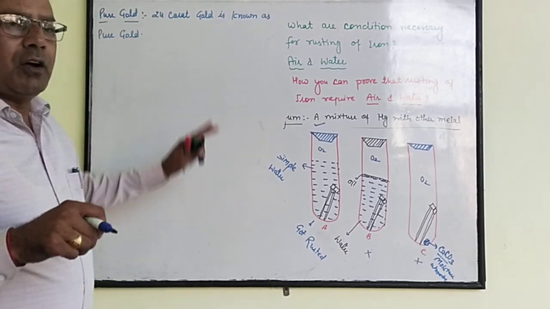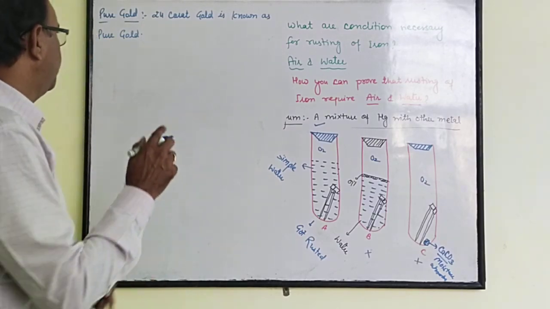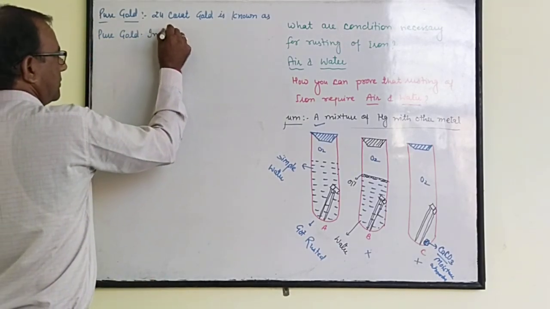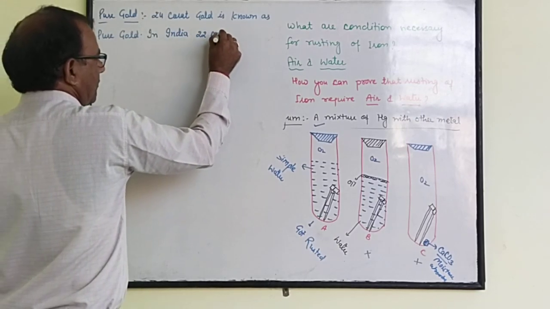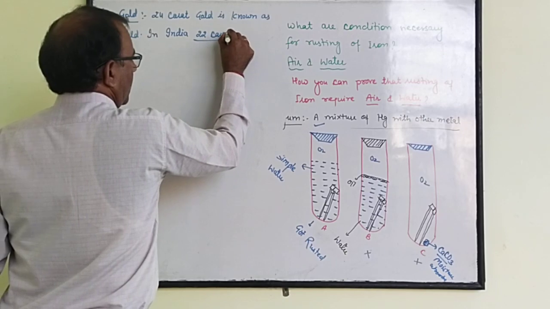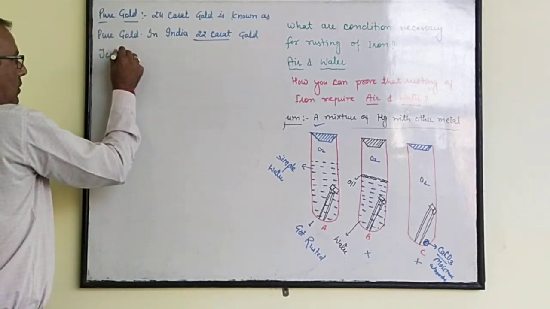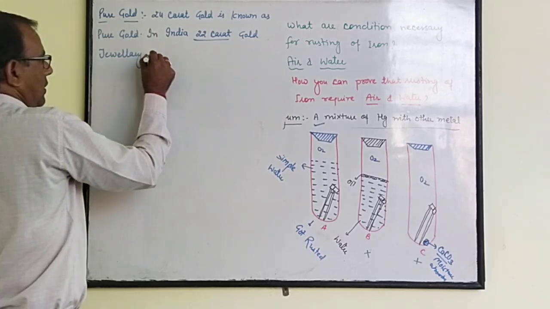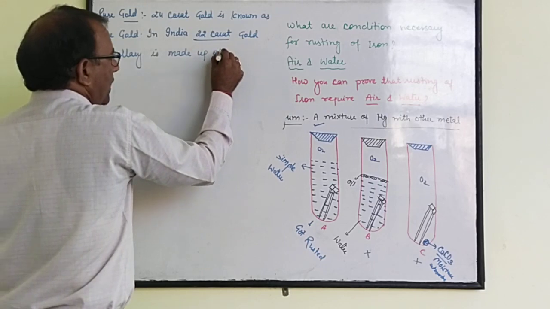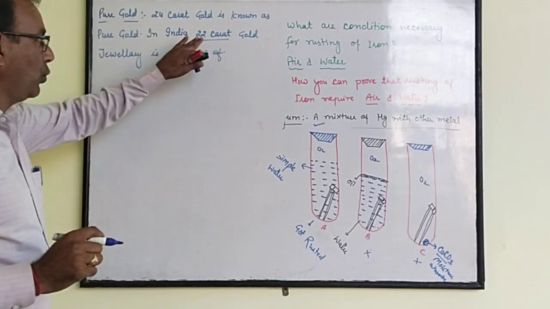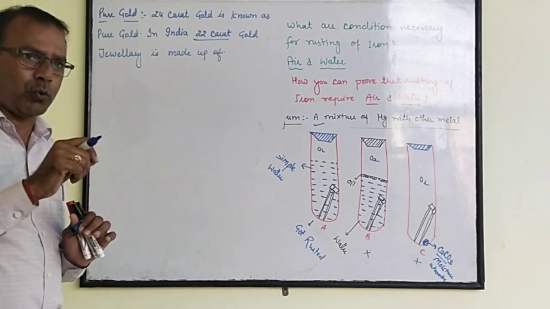In India, only 22 carat gold jewelry is made. How can we make 22 karat gold from 24 karat gold? 24 karat gold is pure gold.